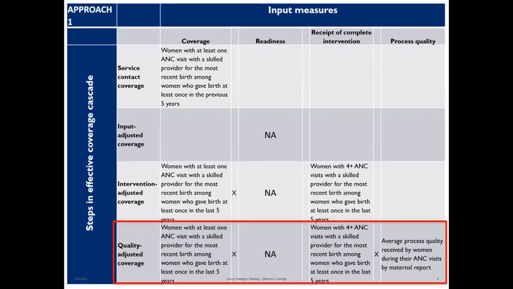Now, for the final step in this cascade, we look at the process quality of care received. In the DHS, women are asked about the content of their antenatal care visits. So did they get their blood pressure measured? Did they receive iron folic acid tablets? Did they receive a tetanus vaccination, et cetera? And so we used this information from maternal report to calculate process quality. And so the quality adjusted coverage for approach 1 is then the product of these 3 measures that we have in the DHS.